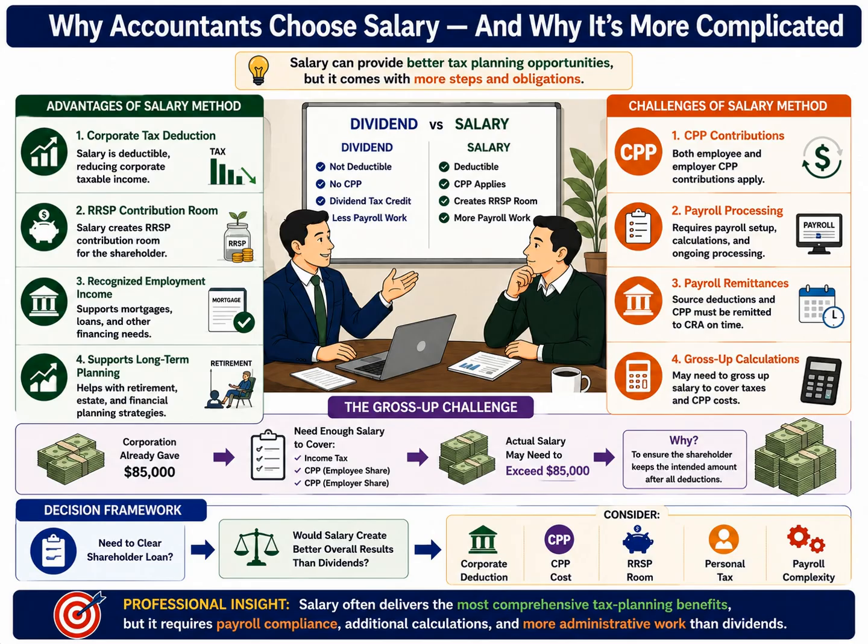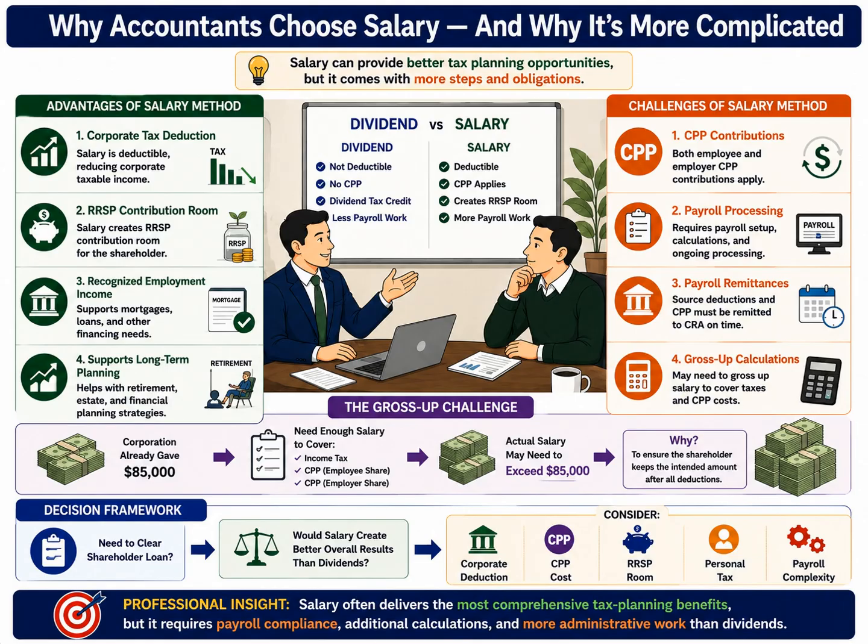The first challenge is CPP contributions. Both the employee and employer portions of CPP may apply, increasing the overall cost of the compensation arrangement. The second challenge is payroll processing. The corporation must establish and maintain payroll records, calculate deductions, prepare payroll reports, and comply with CRA payroll requirements. The third challenge is payroll remittances. Source deductions and CPP contributions must be remitted to the CRA on time, creating ongoing administrative responsibilities throughout the year.